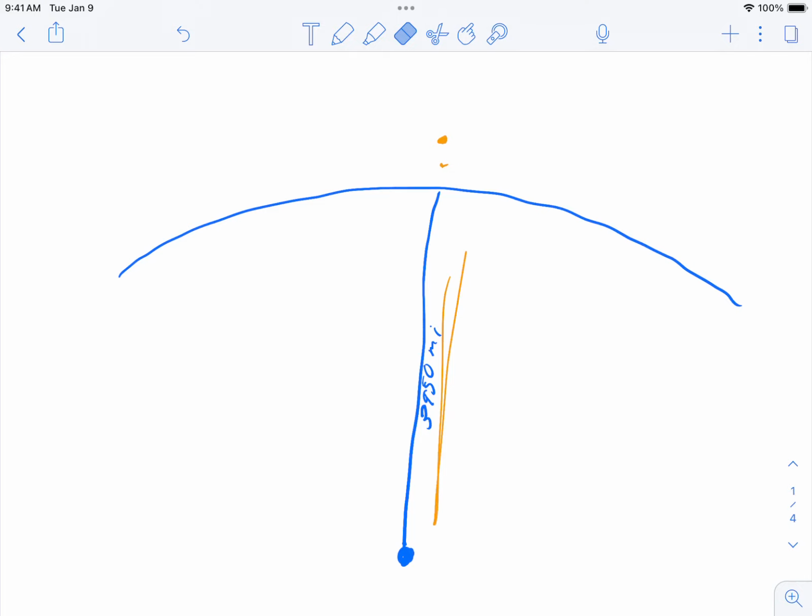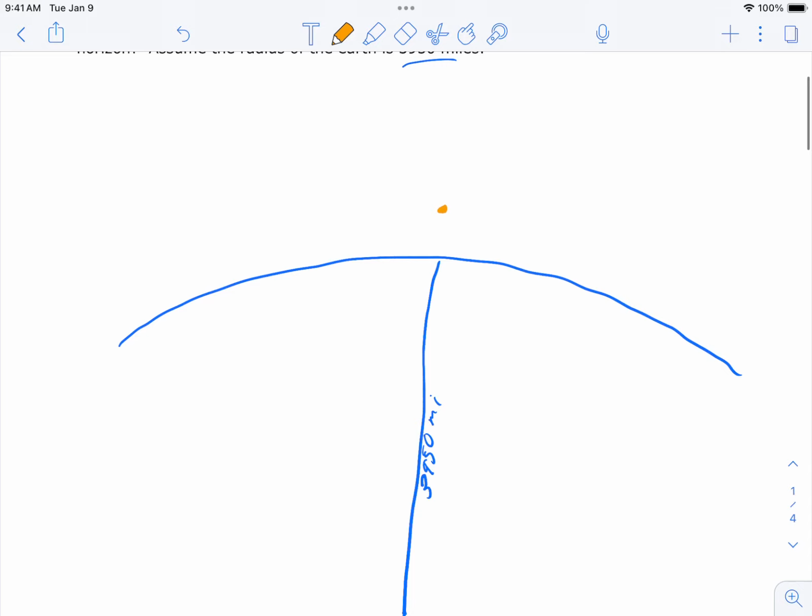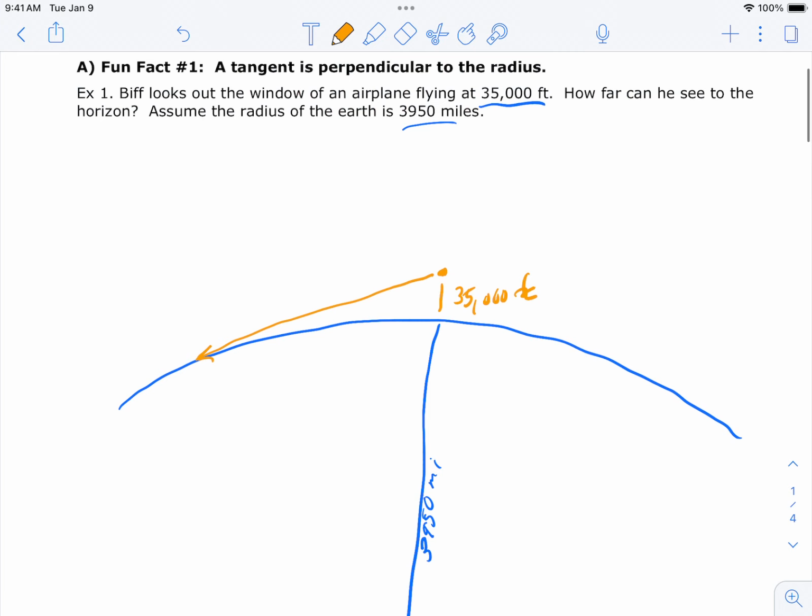Okay. So, but anyway, there he is. So we can label this height here, 35,000 feet. Now, if you're up in that airplane looking to the horizon, that's about how far you'll see until you get to the horizon. You can't see anything that's over here, right? Because it's beyond the curvature of the earth. So that's what it means, see to the horizon. How far can he see to the horizon? So we kind of want this distance here. How far is it to the horizon?